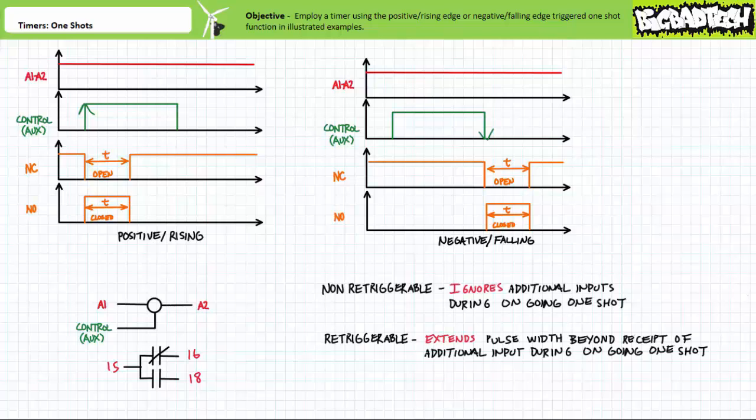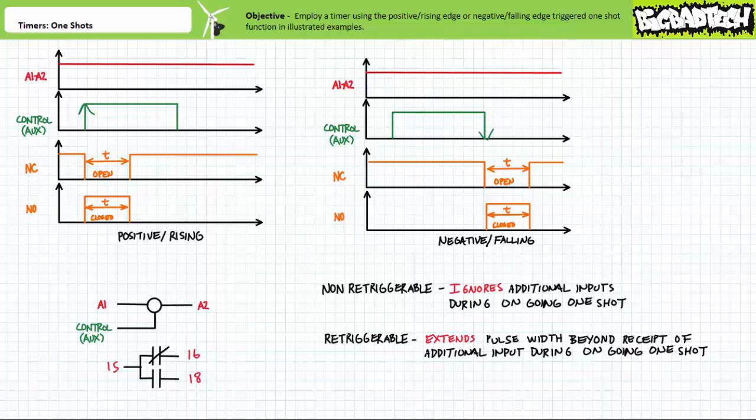Finally, one-shots can either be non-retriggerable or retriggerable. As these titles imply, the differences have to do with if the one-shot is triggered again while executing the one-shot function. As previously, if a one-shot is triggered once, it initiates the one-shot function for a time period t. If the one-shot is non-retriggerable and experiences another triggering input, either another positive or negative edge, within the time period t, it essentially ignores it and proceeds executing this single one-shot function as if nothing has ever happened.